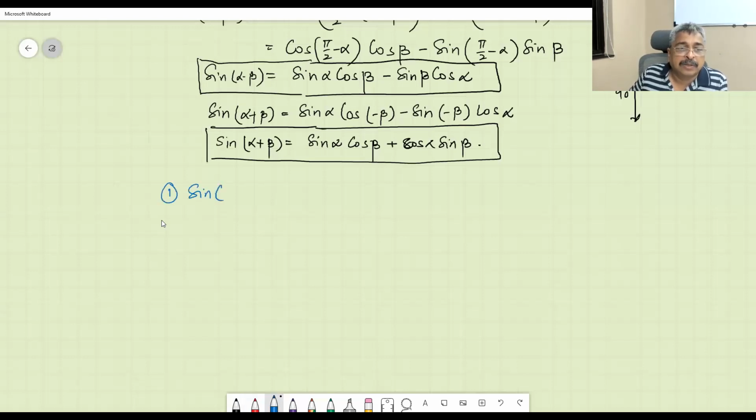One, sine 2A is equal to. Second, cos 2A is equal to, in three forms: in terms of cos and sine, in terms of only cos, in terms of only sine. Cos 2A has got three formulae.